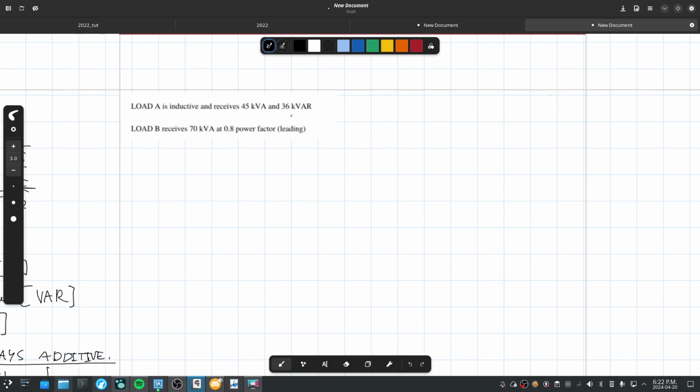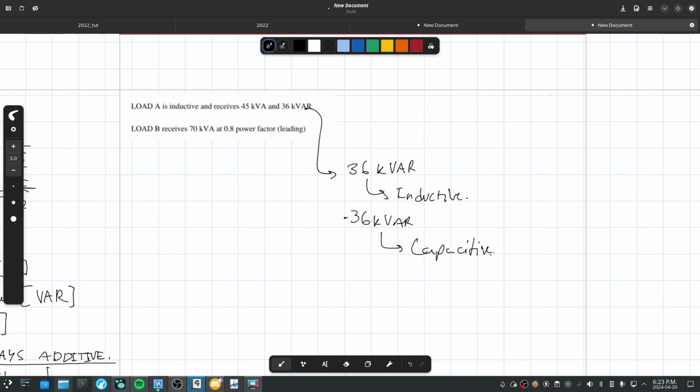Would inductive change anything? Yes, kind of. So it should be part of the question. When someone says kVAR, say 36 kVAR, this implies it is inductive. A positive reactance is inductive. If you have negative 36 kVAR, this means it is capacitive. So positive kVAR is inductive, negative kVAR is capacitive.